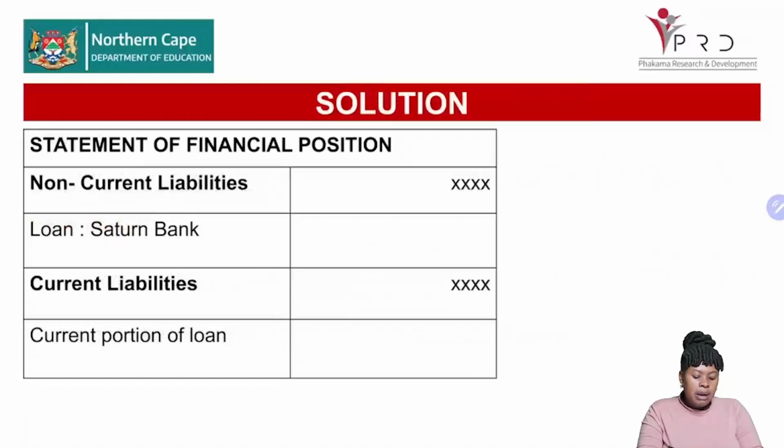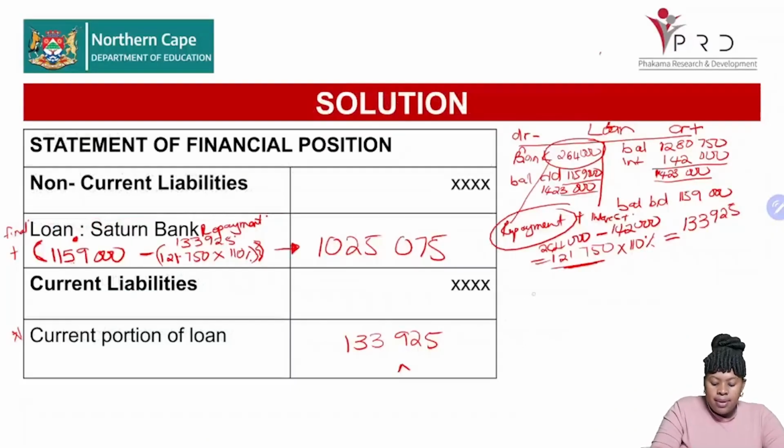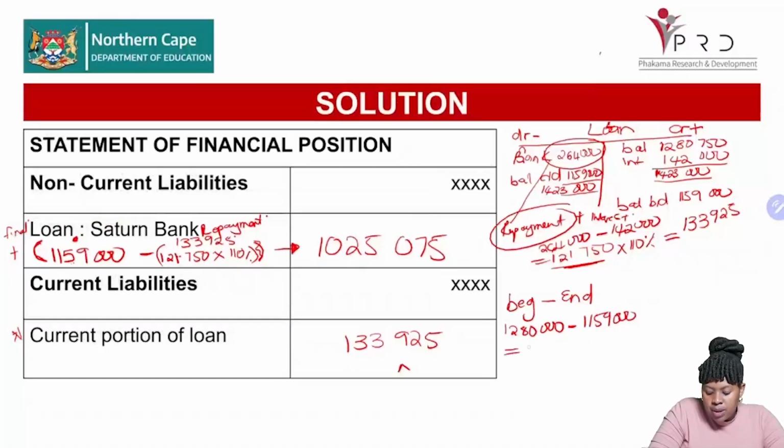Now, I just want to quickly say something. You will see that it's a very long calculation, but there is actually a shorter way to calculate this. You will simply just say the beginning amount less the end amount. That will give you how much you have repaid in this financial year, not the next one, the previous financial year. So then I will say the amount in the beginning was 128,000,000, and then I'm going to subtract 1,159,000, and that will give me 121,750. Do you see that this is the very same 121,500?